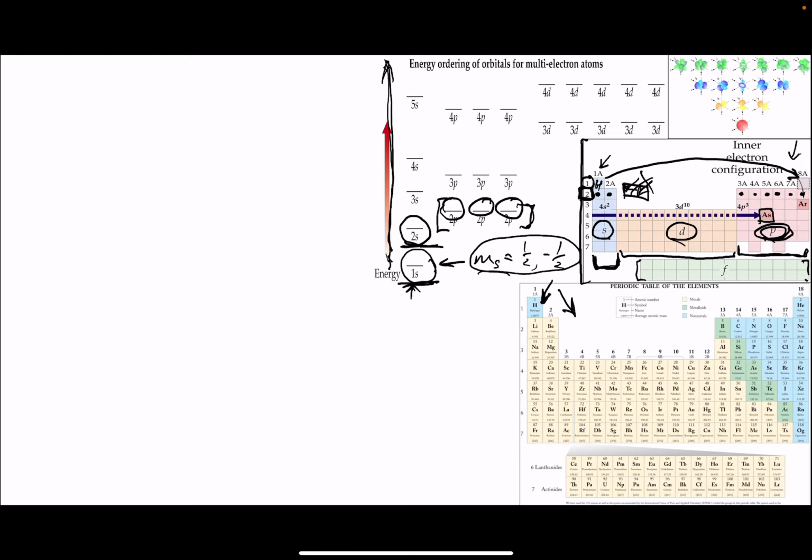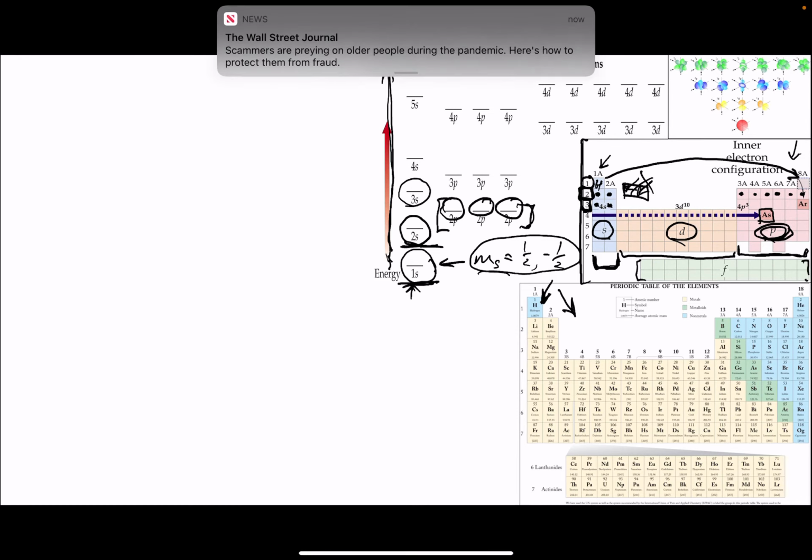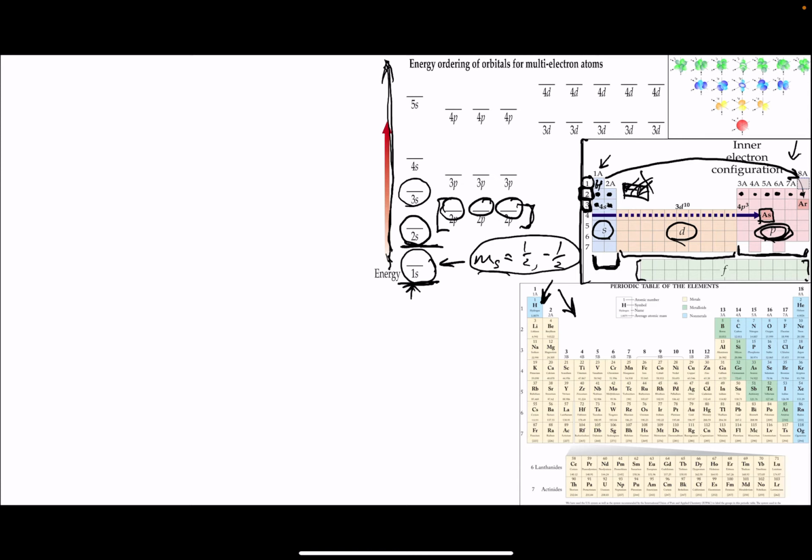Okay, the next would be now into the third row, the third period. So now we have to go to 3s. So the next predicted orbital would be the 3s1, 3s2. We would see those right there. That's the next order in our periodic table.